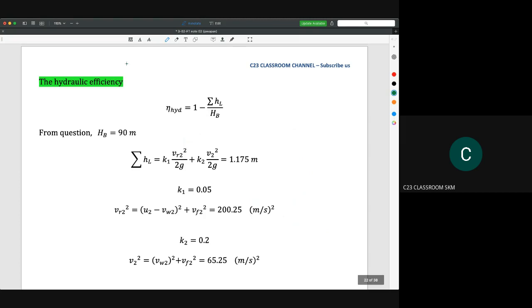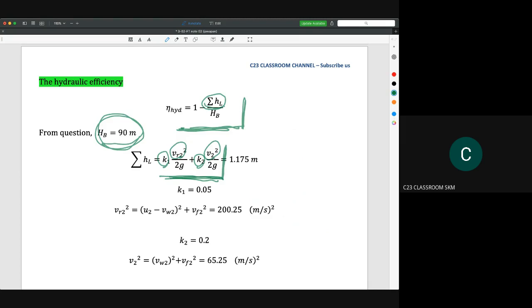And then the hydraulic efficiency. From the question, the equation is given like this one. We found that the height of the water level is 90. So we could calculate the value of HL here. We just use the equation given in the question, and we substitute all the values of K, VR, and all of this. So we get 1.175 meter per second.